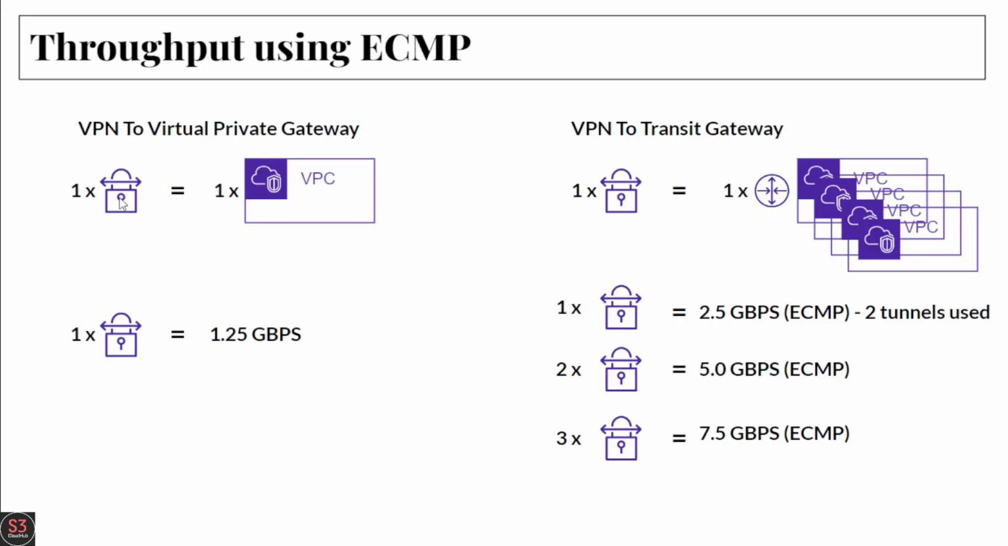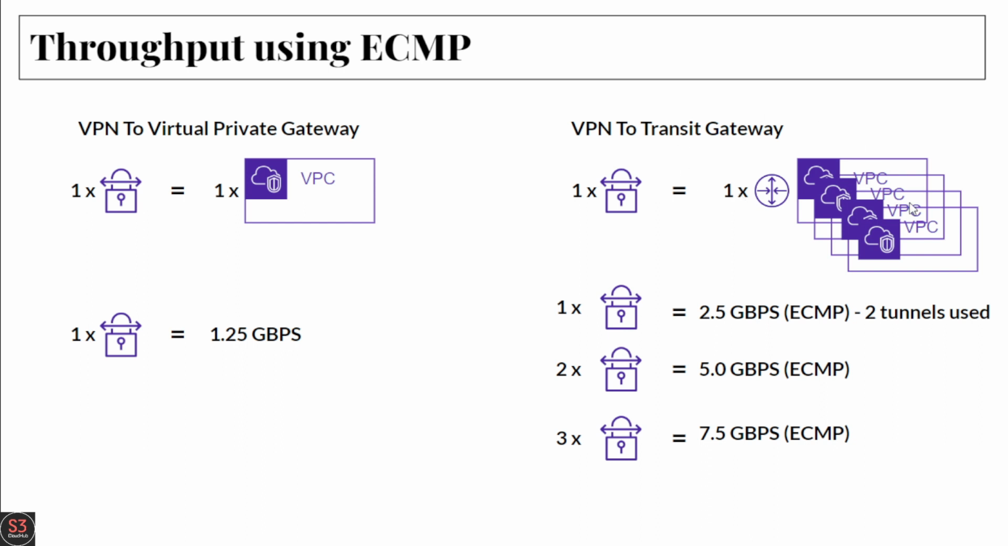So now let's compare the virtual private gateway with the transit gateway. Let's compare the throughput between both of them. When we are using the VPN to virtual private gateway, we have one VPN connection, and we can connect only one VPC to the VPN, right? In virtual private gateway, we can only connect one VPC to our one VPN connection, and the capacity of it is 1.25 Gbps. When we are using VPN to transit gateway, then for one VPN connection, we can have multiple VPCs connected to our VPN through the transit gateway.